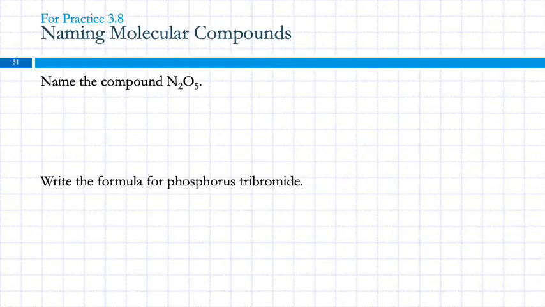So let's practice a little bit. Name this compound, N2O5. Well, we're going to use prefixes to indicate how many. So what's the prefix for 2? Di. So that first element is nitrogen, so we're going to write dinitrogen. And then what's the prefix for 5? Penta. Pentaoxide.